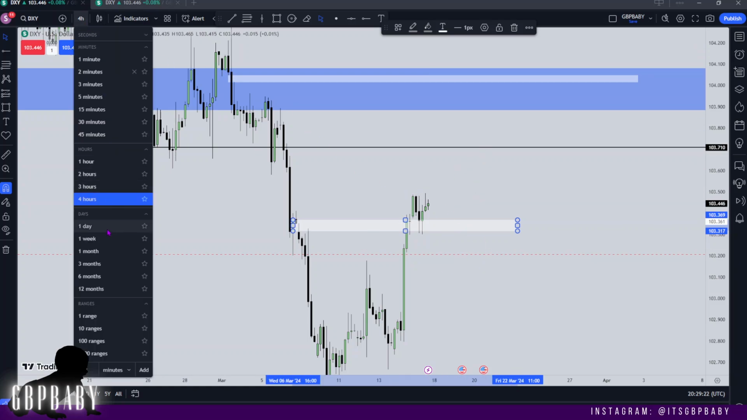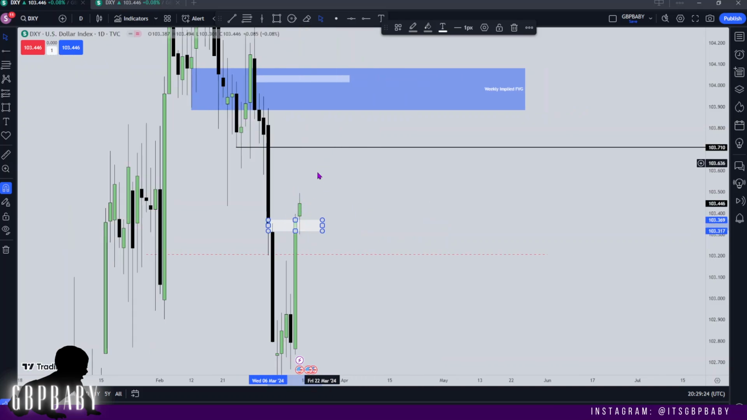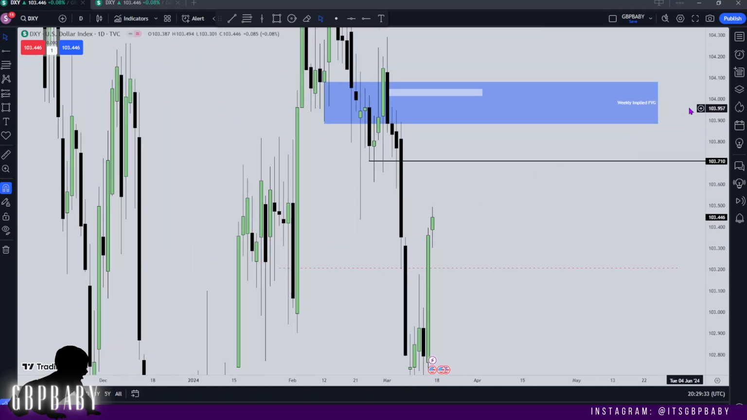So moving into Monday, I do want to see another up close day, simply buying below the open with the expectation to reach for this bearish order block and potentially into the weekly implied fair value gap. So that's my outlook on dollar. I hope that all makes sense.